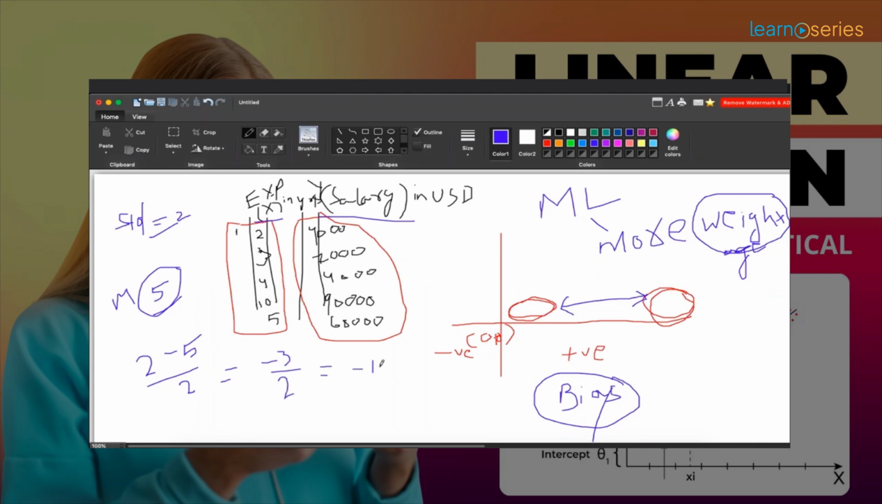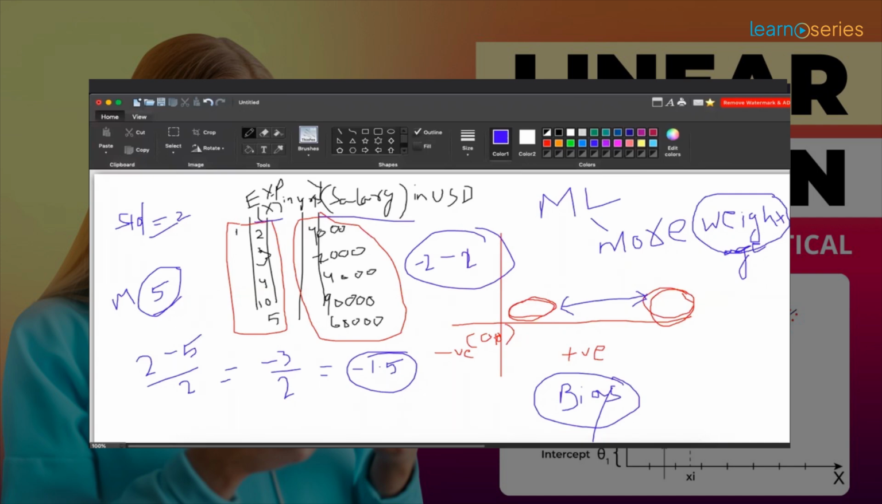So it will be minus 3 by 2, that is minus 1.5. Likewise, for each value, column-wise, you will get a very small number, in between minus 2 to 2 or minus 1 to 1. So this is called standardization.